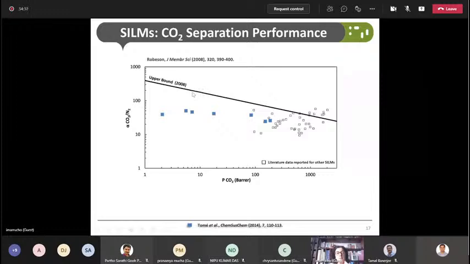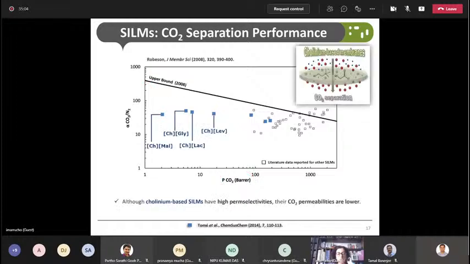What Robeson did was collect a large amount of data from the literature, and that allowed him to draw this line here. This is the line from 2008. And as we can see, here we have all the experimental data that people have been measuring with other supported ionic liquid membranes. And here our data starts to appear.